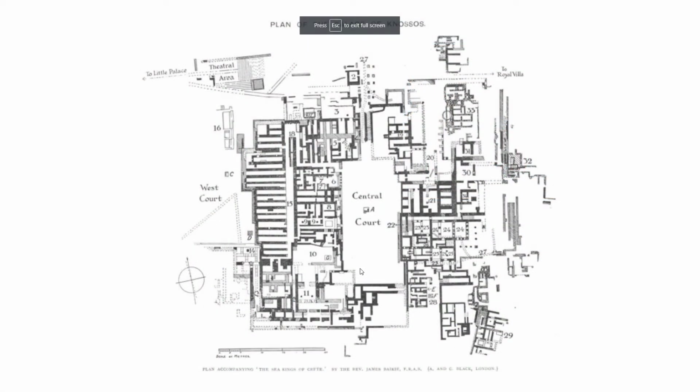These are the actual plans for it, and just to show how much of a maze it was. This was the central court. That is the biggest part of it. That's where many of the people gathered. And you can see they've got little theater areas. But it's crazy.